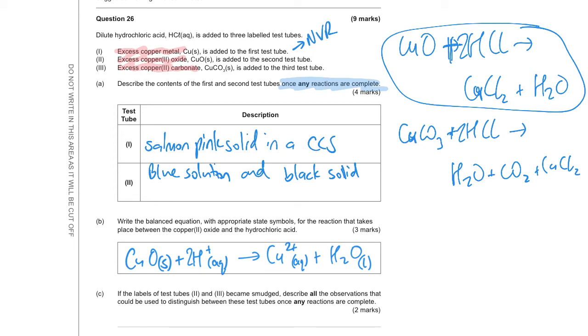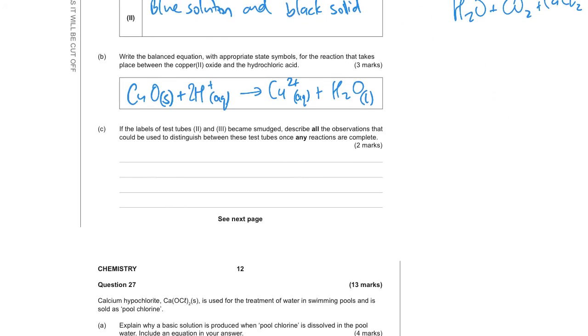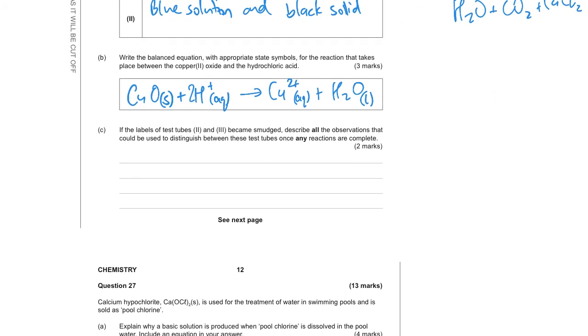All right. So I know that sometimes we harp on about it'll say write an ionic equation, and then you write an ionic equation, but generally they're expecting ionic equations all the time. So if you can write an ionic equation, just write it anyway. Okay, because it's not incorrect if it's an ionic equation. So just do it. So if the labels of test tubes 2 and 3 become smudged, describe all observations that could be used to distinguish between these two test tubes once any reactions are complete.